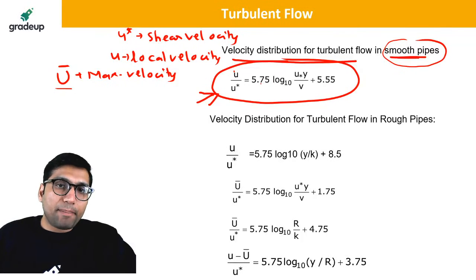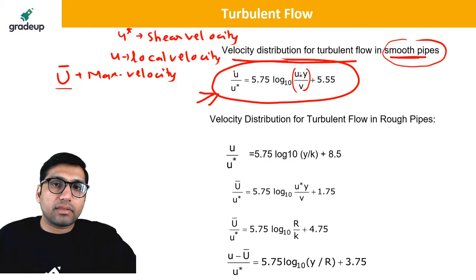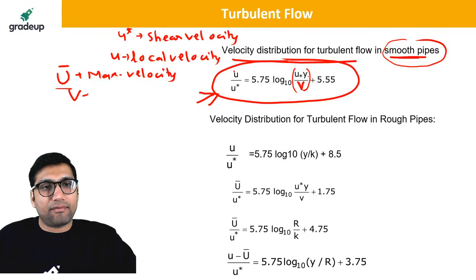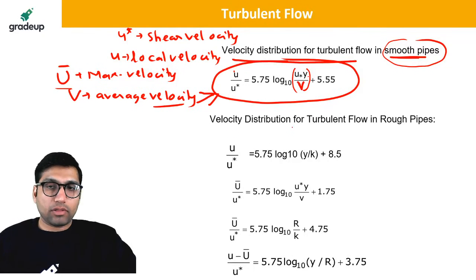It is equal to 5.75 log base 10 of shear velocity into Y by nu, where nu is the kinematic viscosity. So this is the formula for velocity distribution for turbulent flow in smooth pipe in terms of local and shear velocity.